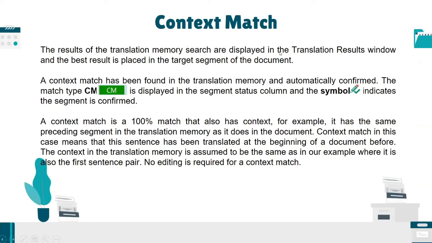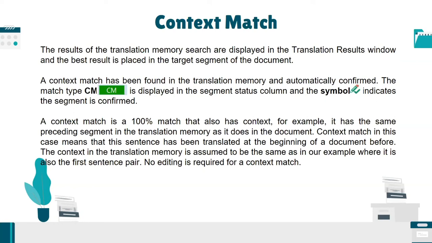Now let's take a look at context match. Context match refers to the result against the translation memory. It will be displayed in the translation results window, and the best result will be placed in the target segment of the document. If a context match is found in the translation memory, it will be automatically confirmed, and we'll see a label CM. This label will be displayed in the segment status.